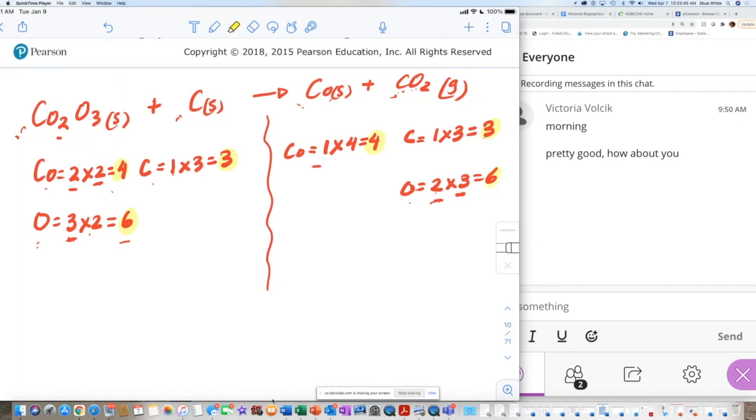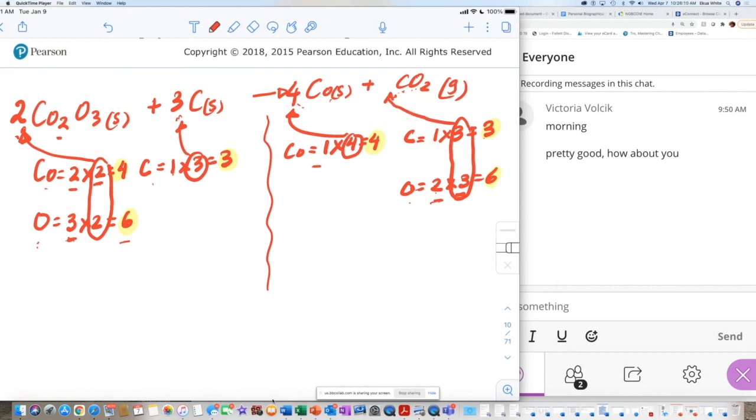Okay, since my number of atoms match on either side, I now will take the multipliers that I used to make them even, and I'll transfer the multiplier in front of the formula. So this 2 becomes 2 here. This multiplier goes up there as 3. This multiplier goes up there as 4. And this multiplier here, that's why the multiplier in the formula has to be the same, goes up here as 3. And so now I have my equation balanced.